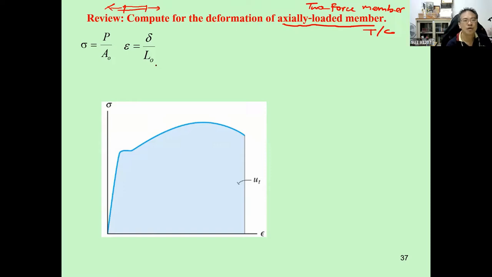And then we use the knowledge from chapter one and chapter two. From chapter one, we have the stress equal to the internal force divided by the area. And also, due to the force, there is deformation of the material. If it is in tension, that is going to be elongation, and if it's in compression, it's going to be contraction.